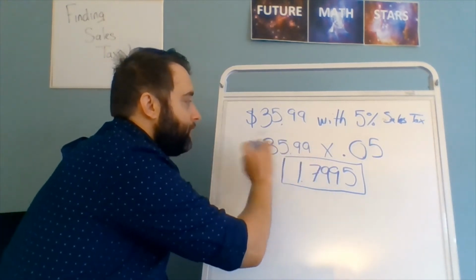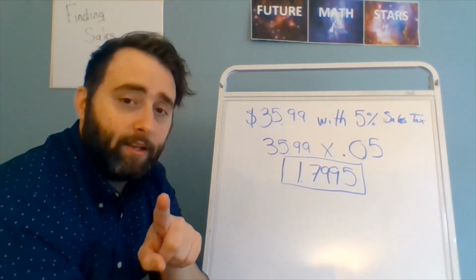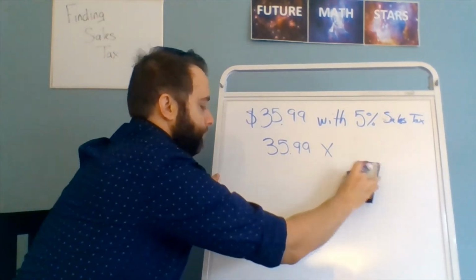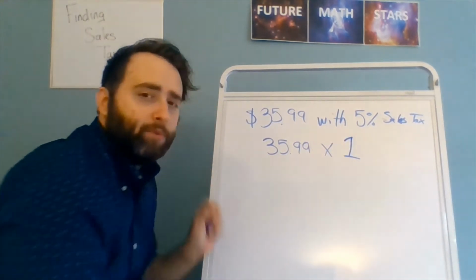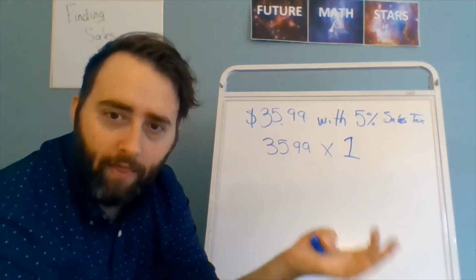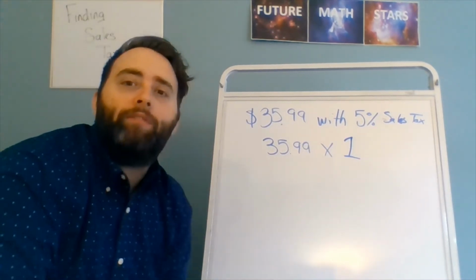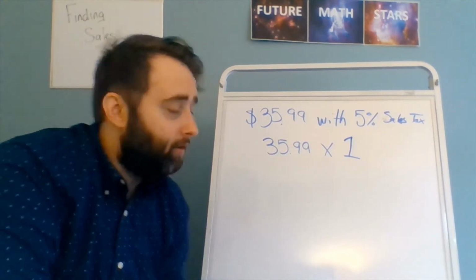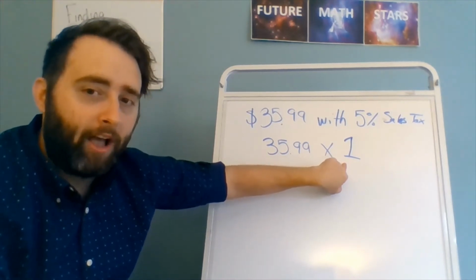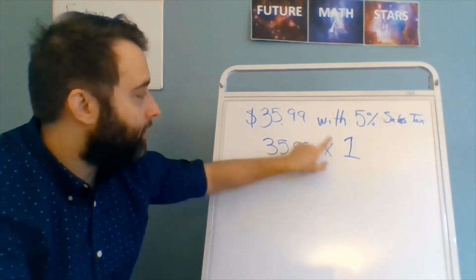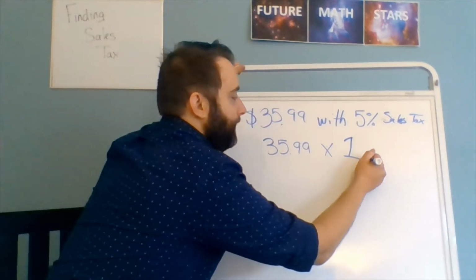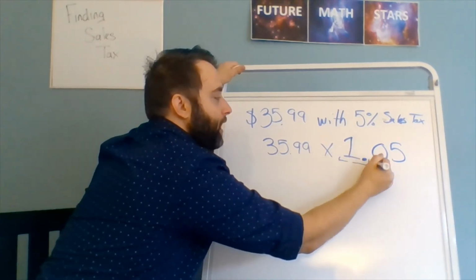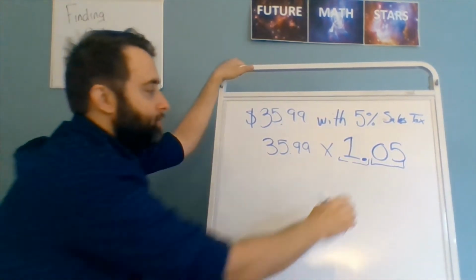35.99 times 0.05, that gives me the sales tax. Now, ask yourself this. If I were to do 35.99 times 1, anything times 1 is that number. So 5 times 1, 5. 100 times 1, 100. 10 times 1, 10. 16 times 1, 16. 35.99 times 1, 35.99. So this will return me the price, and I also want the sales tax. So this gives me the original price, and this will give me the sales tax.